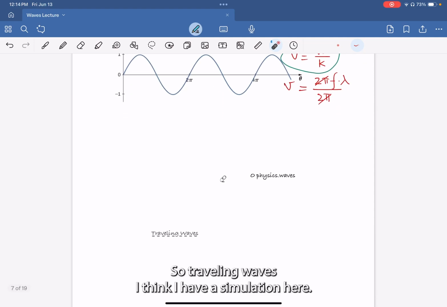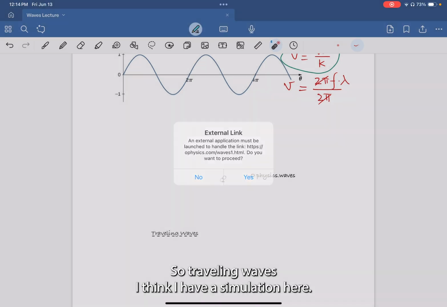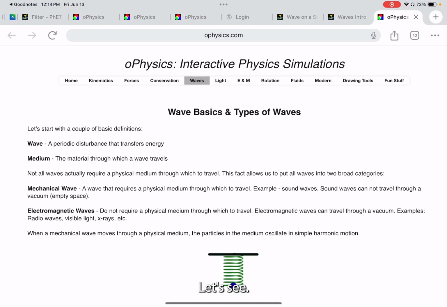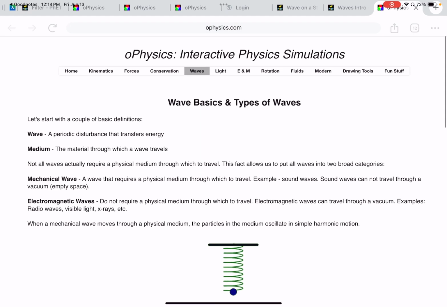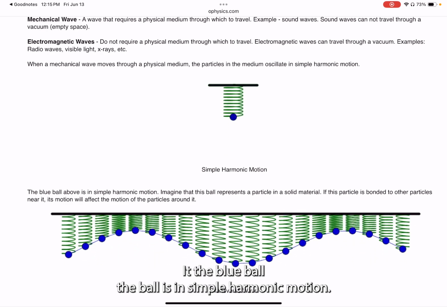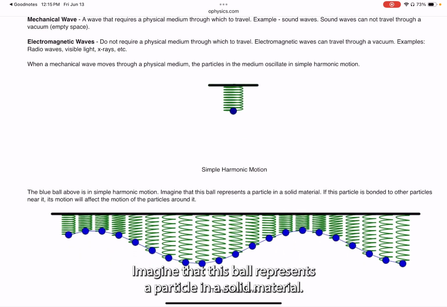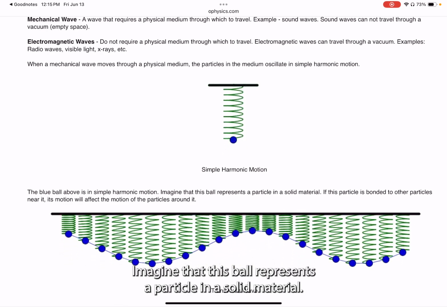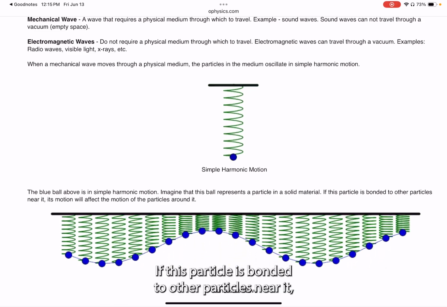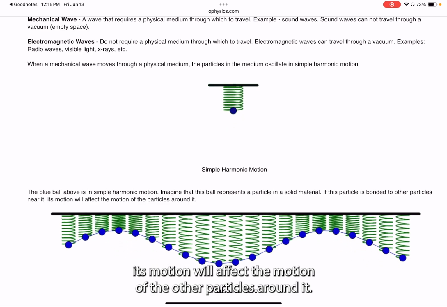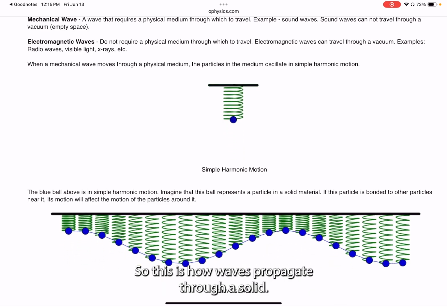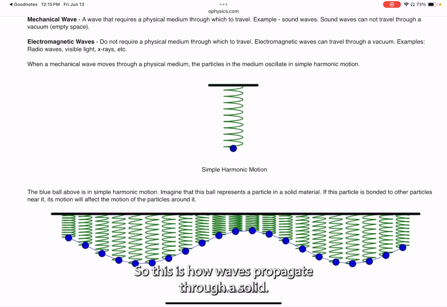Okay, so traveling waves, I think I have a simulation here. This is from a site called ophysics.com, which is what we're going to use to do our labs. The blue ball above is in simple harmonic motion. Imagine that this ball represents a particle in a solid material. If this particle is bonded to other particles near it, its motion will affect the motion of the other particles around it. So this is how waves propagate through a solid.